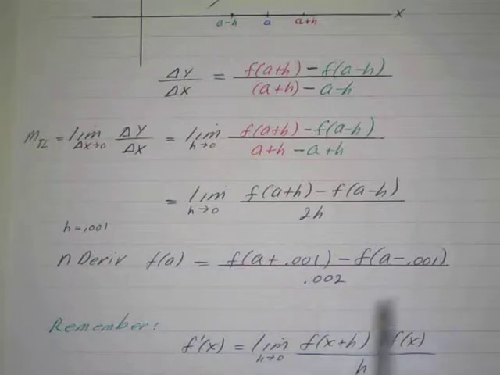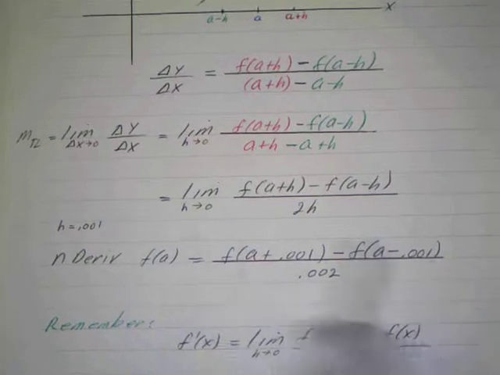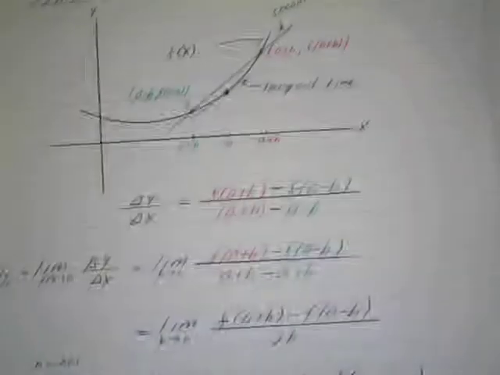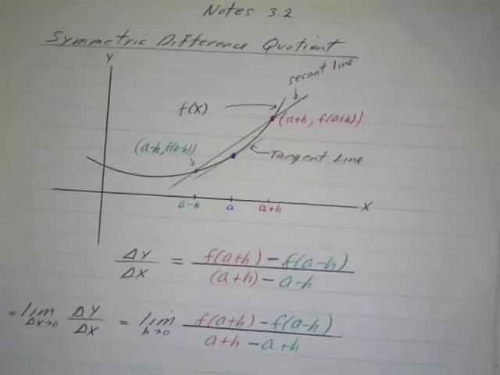So we can see here that 0.002 is 2 times h. So this is basically what our calculator is going to be doing. Okay, so let's take a look at an example. Got one of those right here.